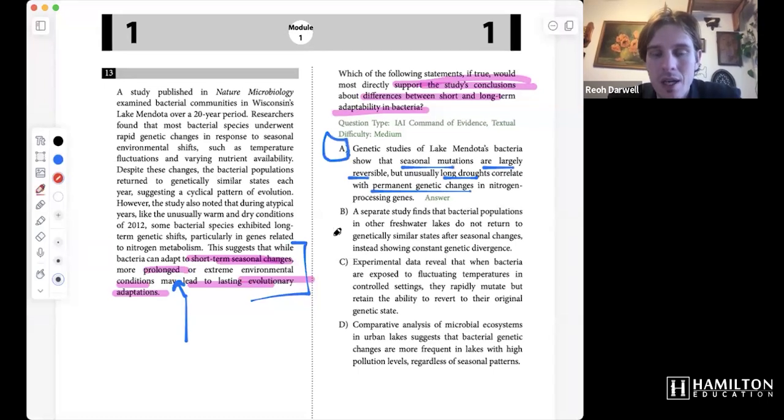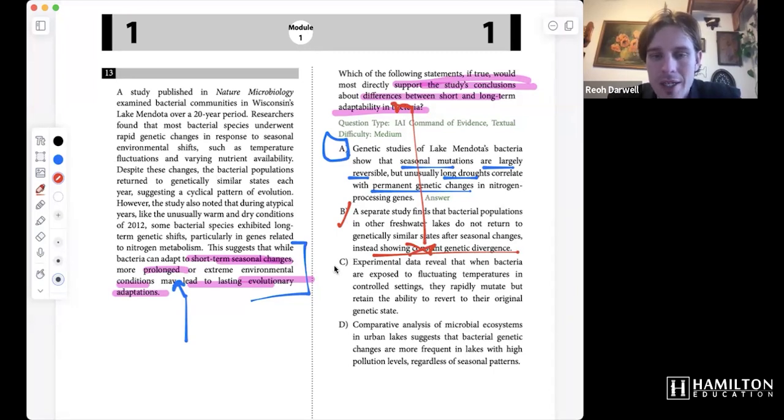B, okay. Let's see if this supports what we're looking for. They do not return to similar states after seasonal changes, instead showing constant genetic divergence. That would mean there's no difference between short and long term, and we're looking for that difference. So B doesn't work.